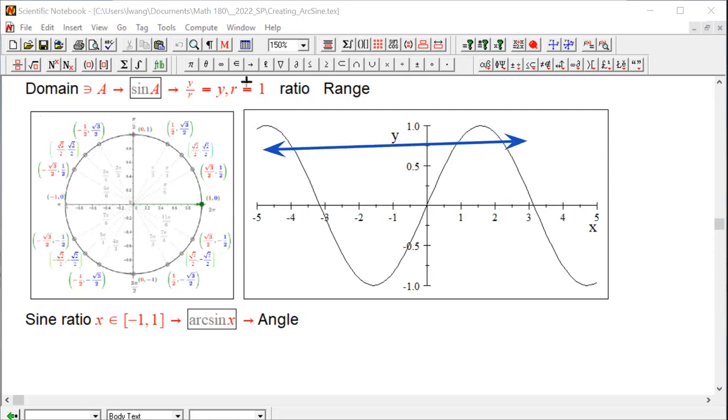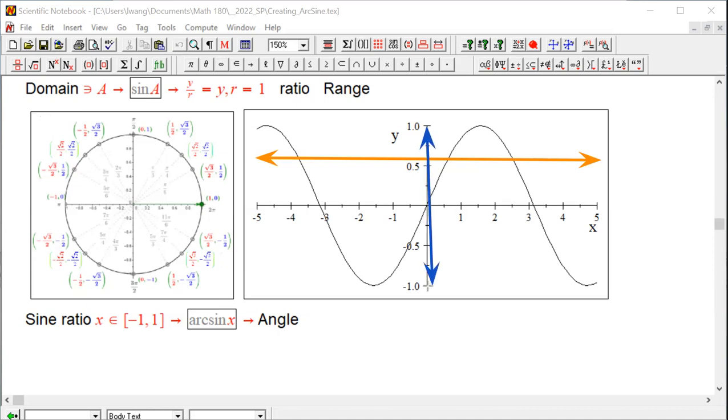I'm going to use a different color, right? The angle can be any real number in both directions, right? Those are gold arc lengths, right? And the ratio is going to be between -1 and +1. So the highest one is +1, the lowest one is -1. So the horizontal span and the vertical span, right?